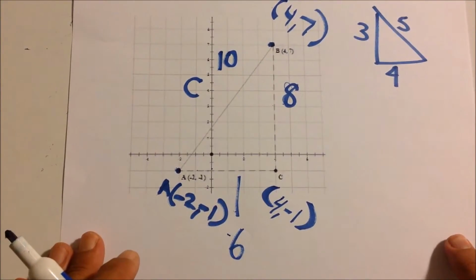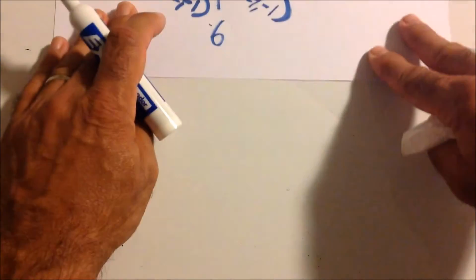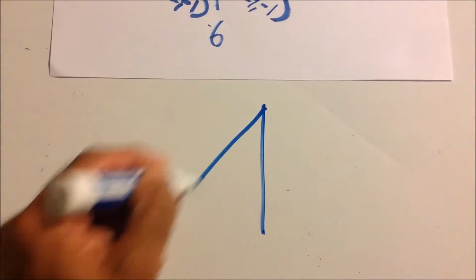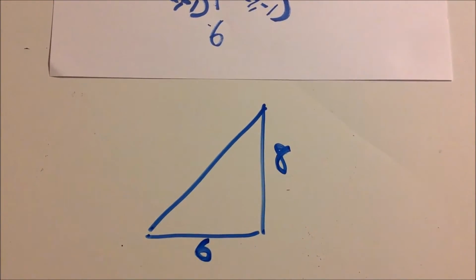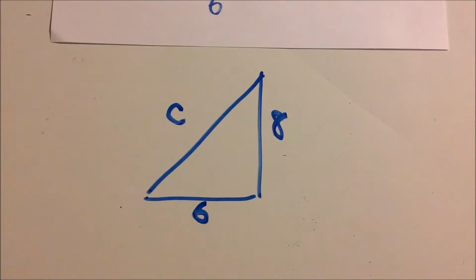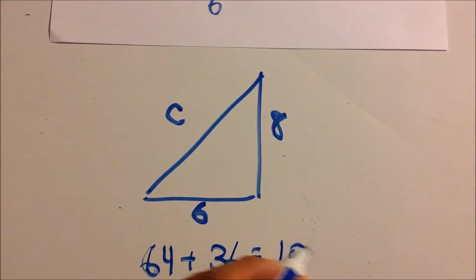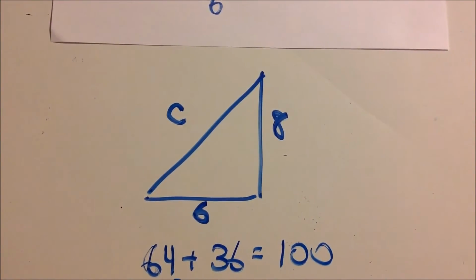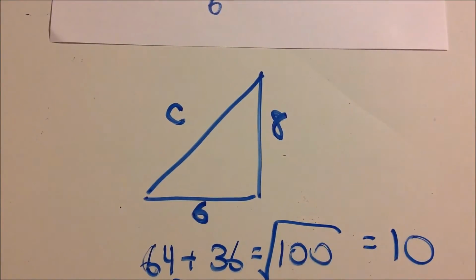Now do it using the Pythagorean theorem. We had that is 8, and that is 6, and we're trying to find C. So we can say 64 plus 36 equals 100. That's a squared plus b squared equals c squared. And the square root will give us c, which is 10.